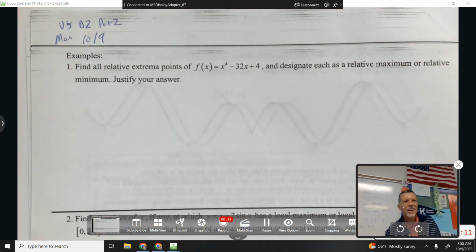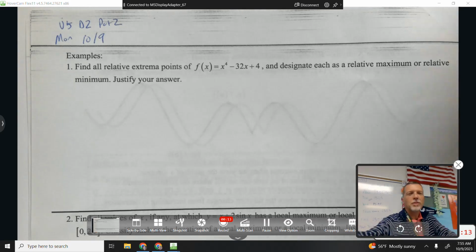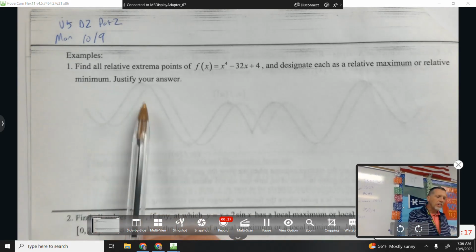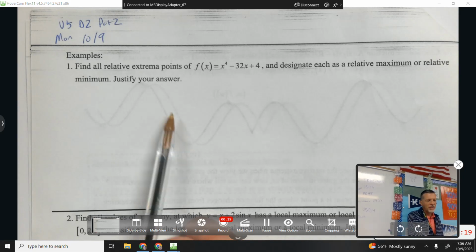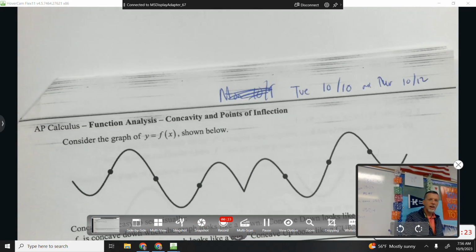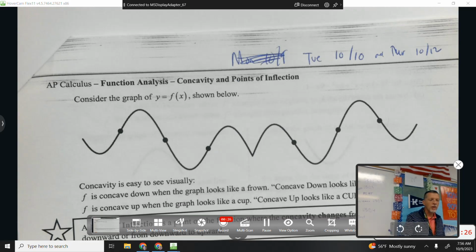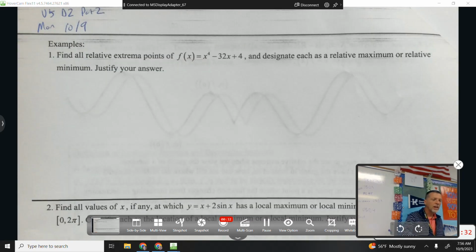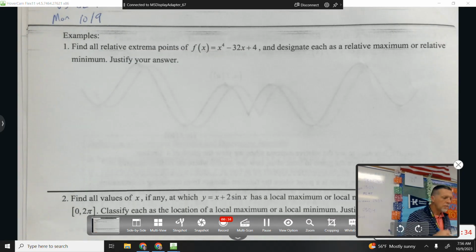Today's October 9th, so if you're watching at home trying to remember where we are or what you missed, we're on the very last page of the Day 2 notes. Function analysis, that's tomorrow's stuff. Concavity, points of inflection, that's not us. So 1 page prior to that, we'll do 3 examples, and then maybe we'll have time to work some of the worksheet together.